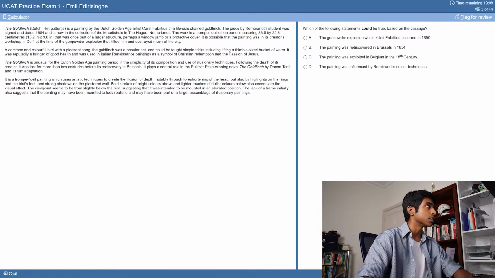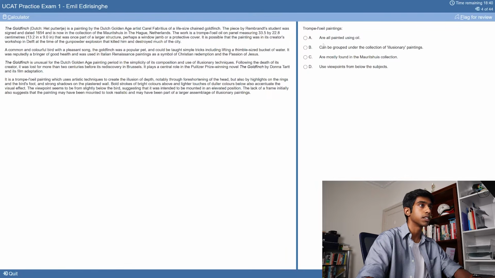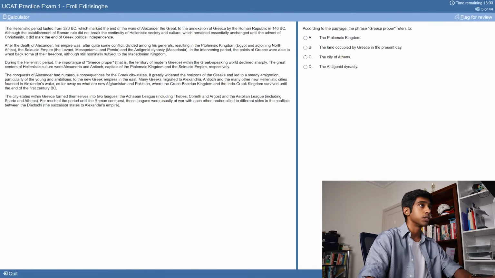Gunpowder explosion, that's here, 1965, probably not. Painting was rediscovered in 1854. So that was here. So it doesn't say exactly. Yeah, I'm thinking it's D. Okay, Trompe-l'oeil paintings are, yeah, so this was here in this last paragraph. Okay, I'll do this. This one seems alright.